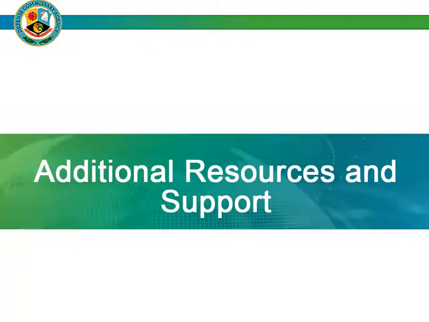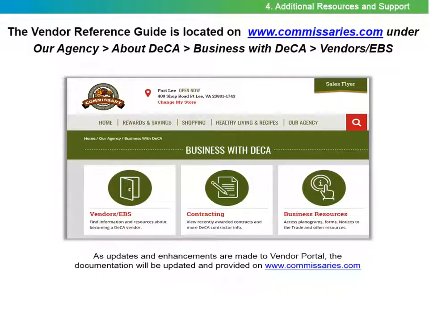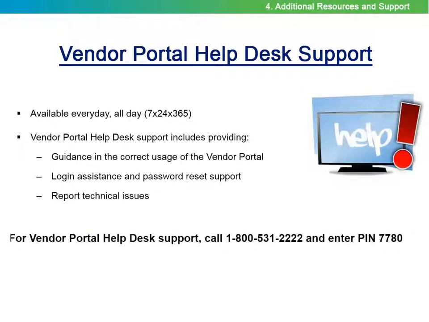Additional resources and support. The Vendor Reference Guide provides additional information and is located on www.commissaries.com under Our Agency, About DECA, Business with DECA, Vendors/EBS. If you need additional assistance or support, you can contact the Vendor Portal Help Desk, which is available 24/7. Contact the Help Desk if you need guidance in using the Vendor Portal, login assistance and password reset support, or if you need to report a technical issue.